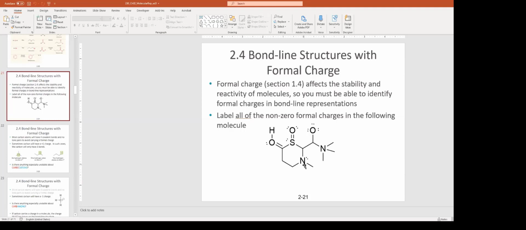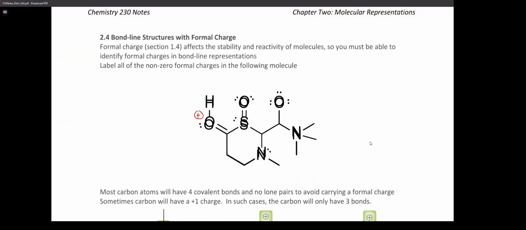The nitrogen, what is the valence of nitrogen? 5. So it's making 3 bonds and has 2 lone pair electrons. So 5 minus 3 minus 2 would be 0. Good. This oxygen, valence of 6. It's got 6 electrons and 1 bond. So its formal charge would be -1. Good.